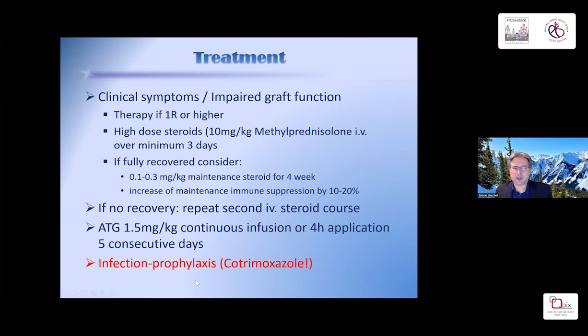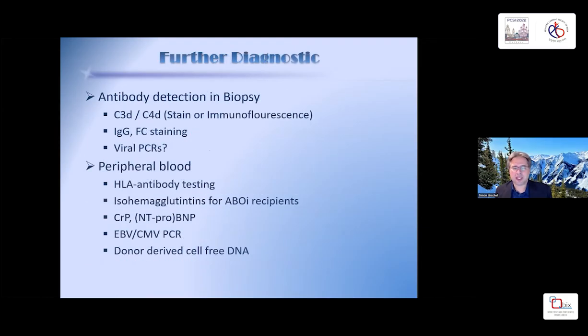One thing that's important, infection prophylaxis: start your PJP prophylaxis, because this is actually the most common time post-transplant somebody gets a pneumocystis pneumonia. In terms of further diagnostics, you want to make sure that it is not antibody-mediated rejection that you're seeing. So do the respective stains on your biopsies. You can also think of viral PCRs in a situation where you think there could be overlap with a myocarditis.